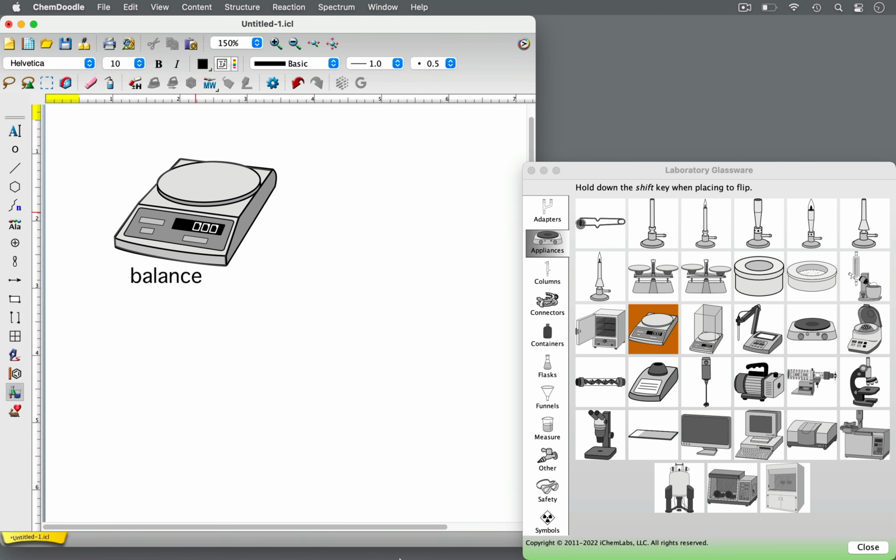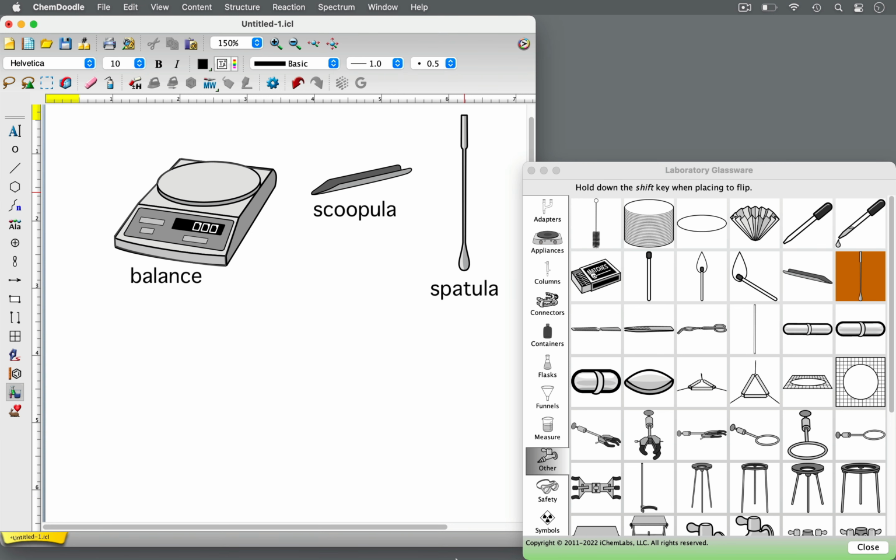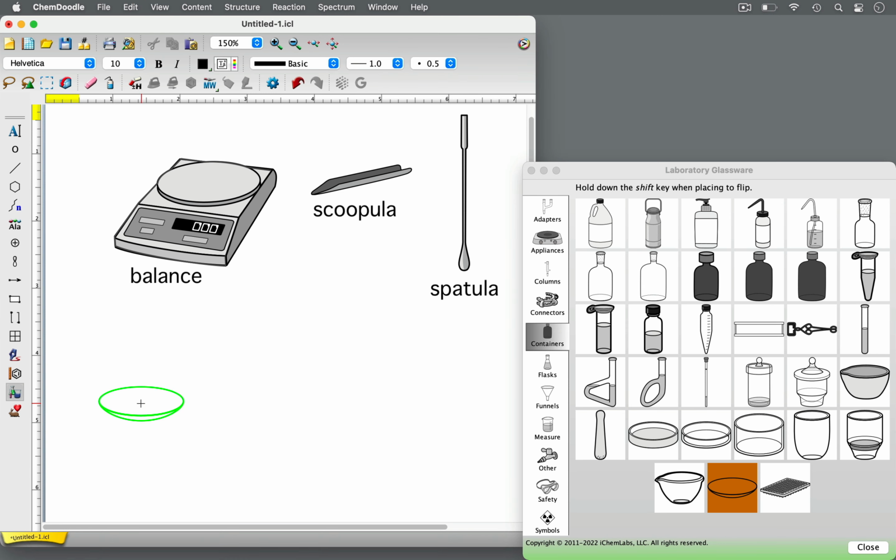A balance is used to determine the mass of substances. A scoopula or spatula is used to scoop and transfer solids, such as reagents in a bottle, to a weighboat on the balance. A watch glass is a concave piece of glass used to evaporate liquids, hold solids, or even cover beakers as a lid.